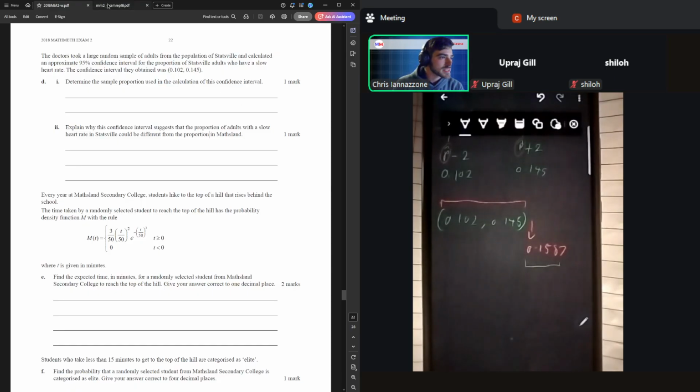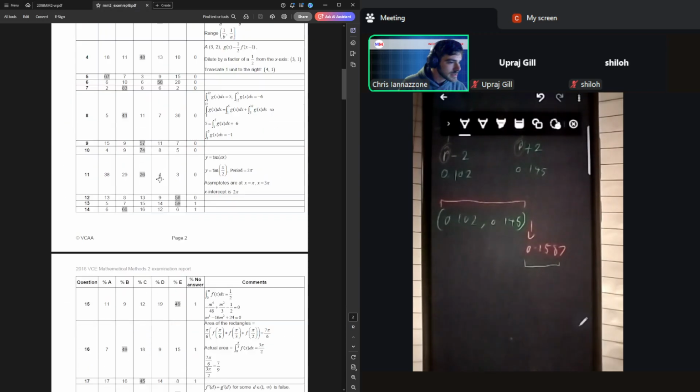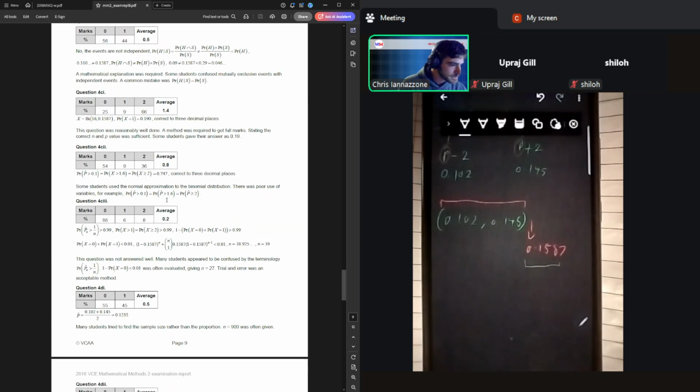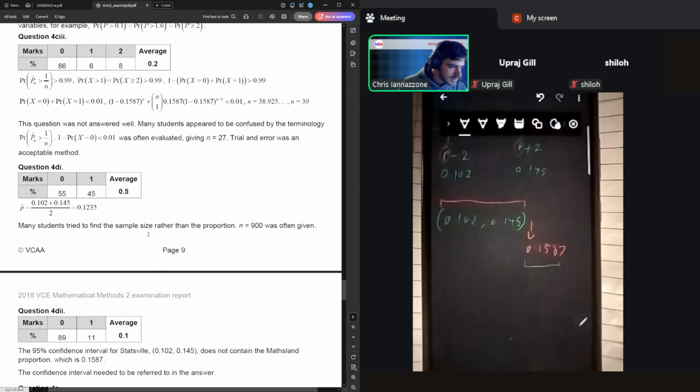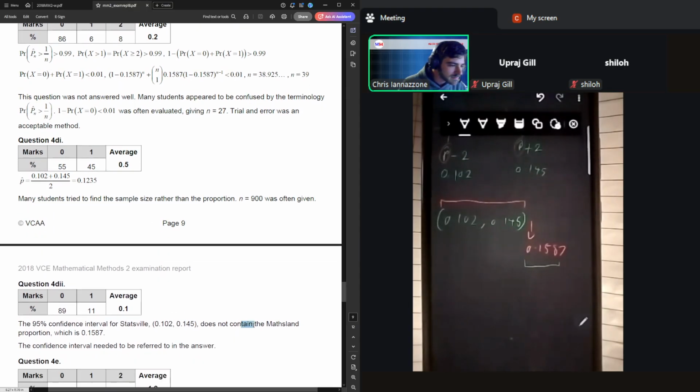Yeah, in fact, that's probably exactly what the wording was for what they used in the exam report. Let's have a look. D II. Yeah, does not contain the Massland proportion. 11%, by the way. So if you guys are struggling with it and still more or less getting to it, as long as I'm giving some hints along the way, once you get it, you'll be fine.